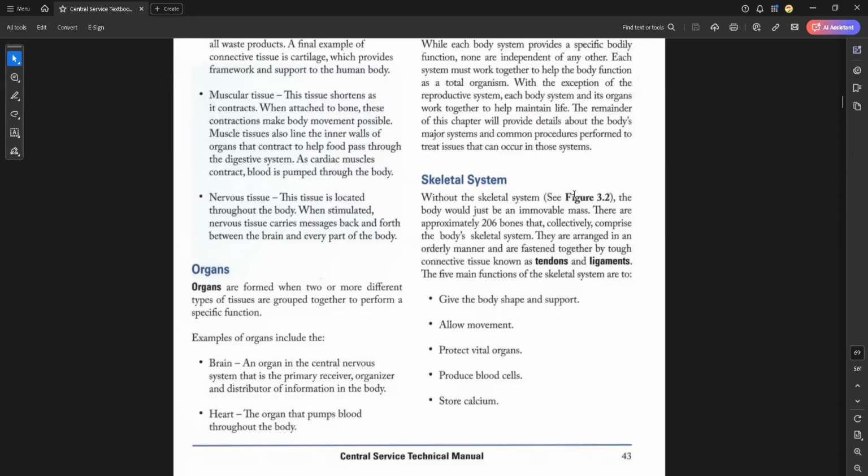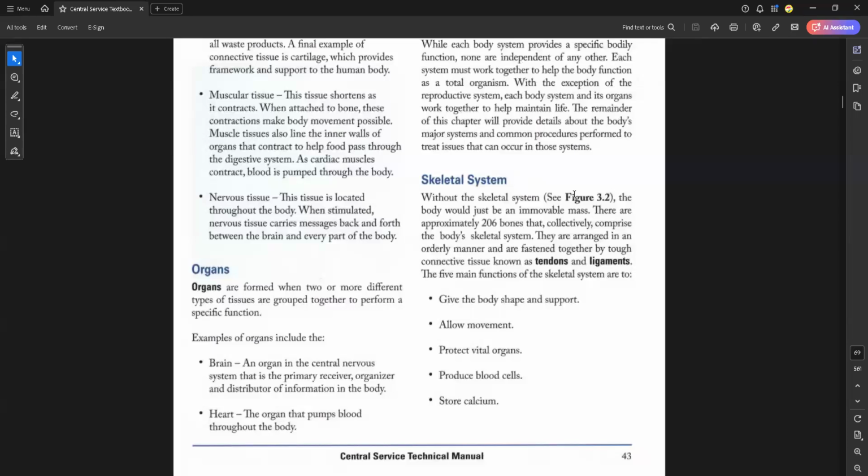Now, they are arranged in an orderly manner and are fastened together by tough connective tissue known as tendons and ligaments. I remember in 2014, I was teaching this, and somebody said, "Gru, gru, gru." When you slaughter an animal like a chicken, you see where the thigh and the hip connect, some kind of soft membrane. Yes, those things are ligaments and tendons that we like to chew a lot. They are not hard like the bones.